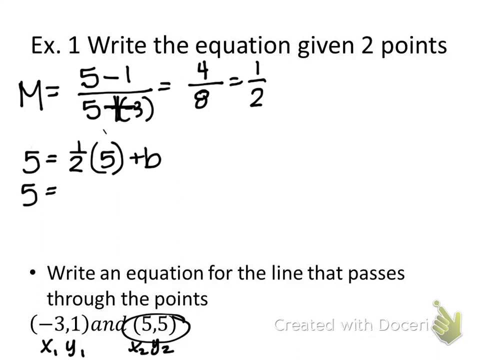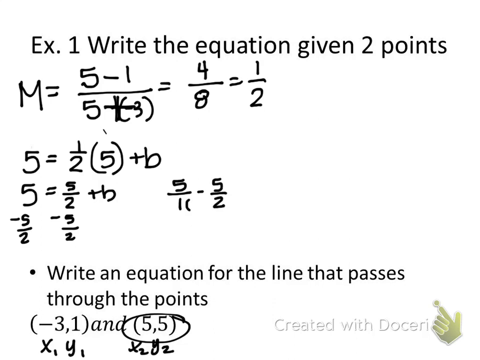So 5 equals 1/2 times 5, which is 5 over 2. I'm just going to leave it as an improper fraction. Then I subtract 5 over 2 from both sides, and I realize I need a common denominator. This is where your calculator comes in handy. You're going to do 5 over 1 minus 5 over 2.